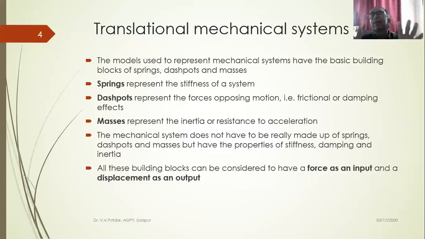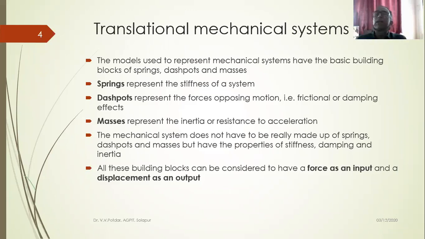So like that, every translational mechanical system will have some mass that represents the inertia or resistance to, what is inertia? Inertia is resistance to acceleration. In the case of a car, the car is trying to decelerate, but I keep on accelerating along with the vehicle, isn't it? That's why the inertia comes into play. So every translational mechanical system will have an inertia component.